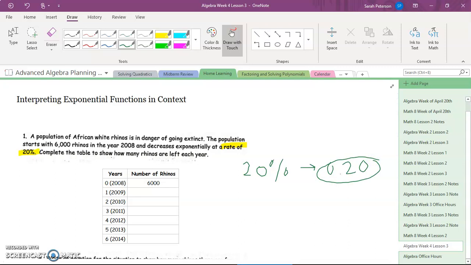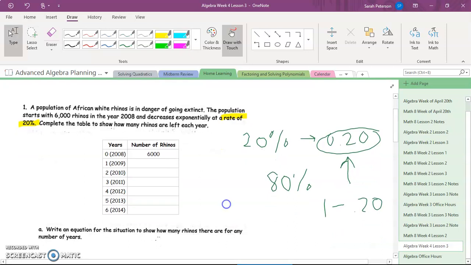So it's a decay function. Every time it's going down, it's decreasing by 20%, which means I'm actually taking only 80% of the number before it. So if I'm taking 80% of the number before, it's decreasing by 20%. So another way to get that number is to take this factor and do 1 minus 0.20, which will get you the decay factor for this question to be 0.80. Okay, so each time I'm going to take 80% of the original value. So it's decreasing by 20%.